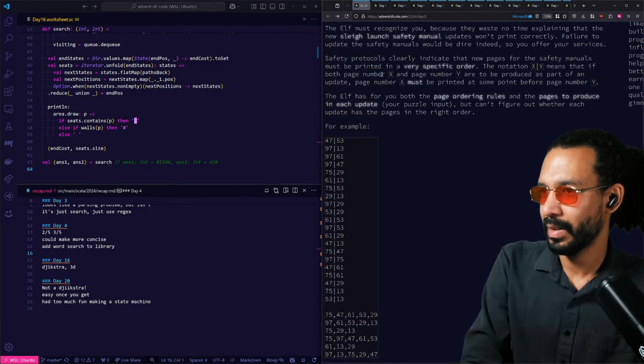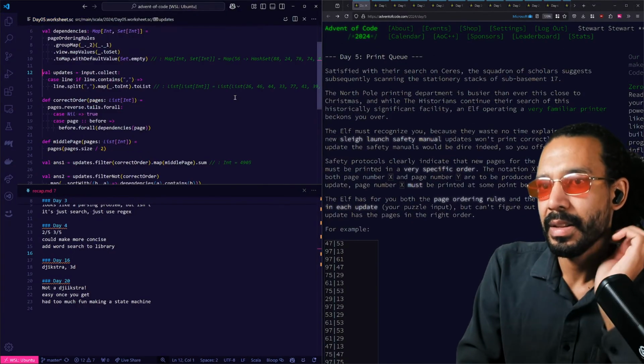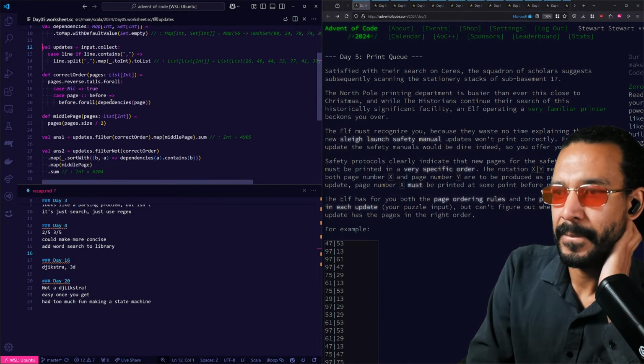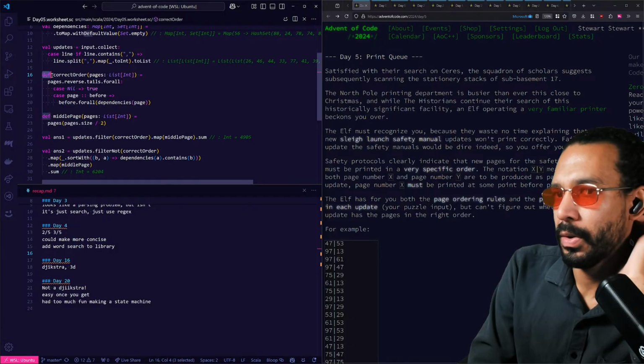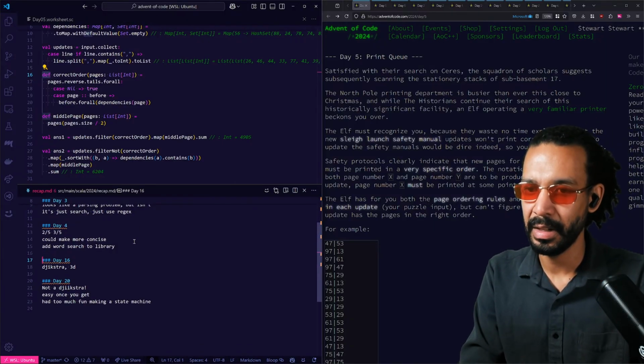Okay. What was day 5? Do you remember this problem? Dependencies and then correct order. Okay, so this was a topo sort. And I don't think I explicitly did a topo sort.